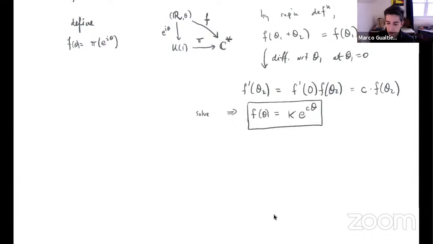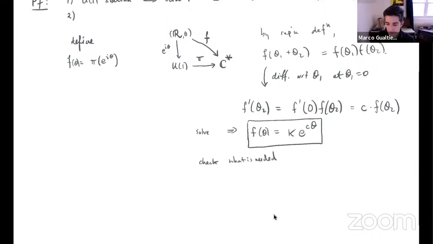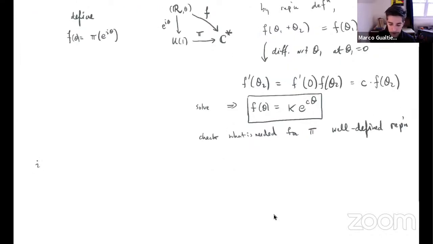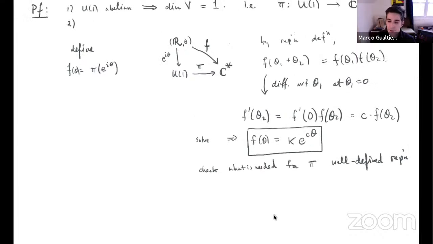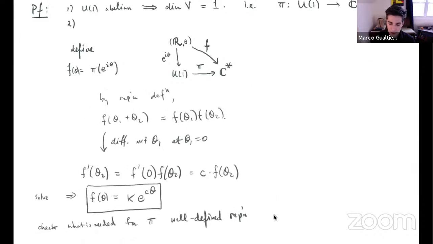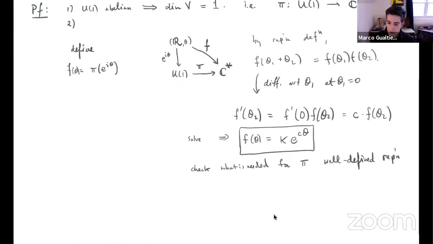Okay, so now we just need to check what is needed for pi to be a well defined representation. Okay, so the first comment, let me just see, I kind of traveled here. Let me do it this way.